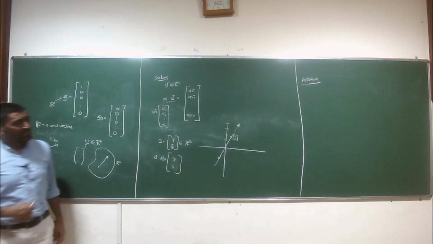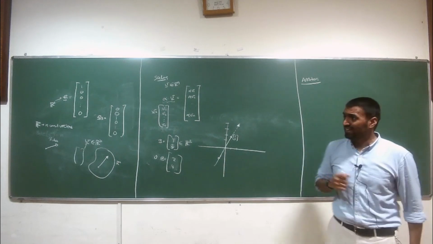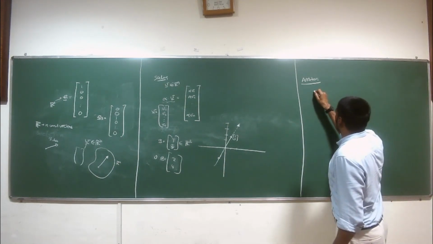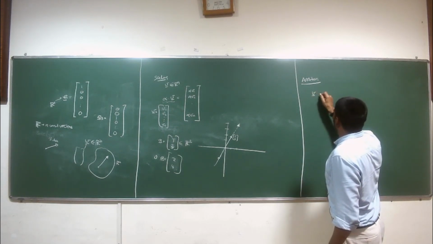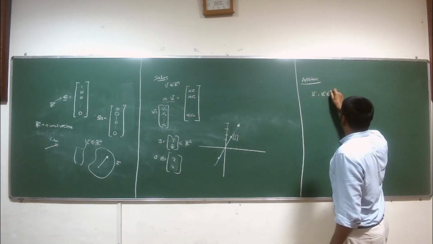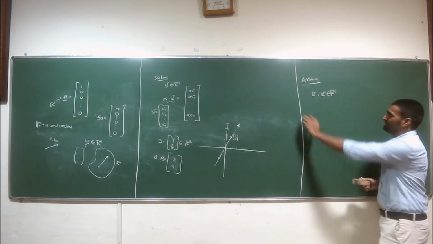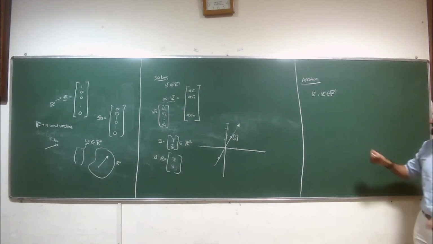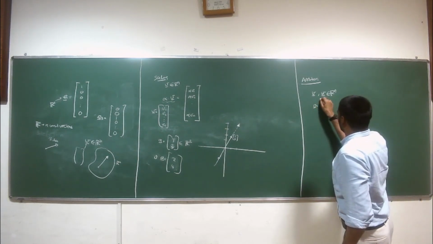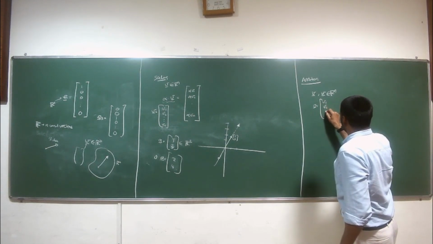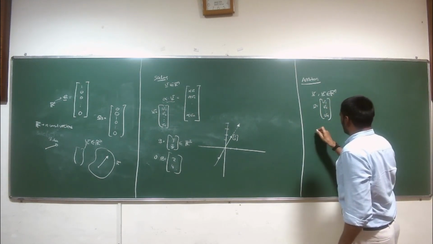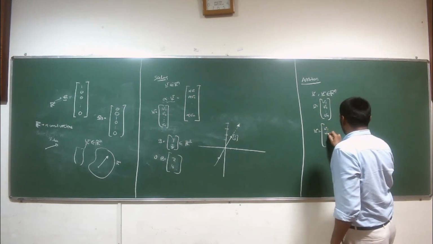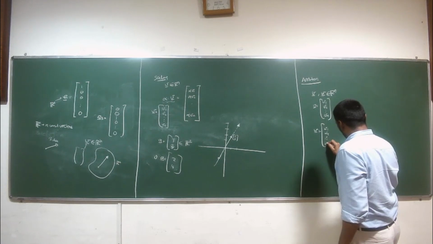There is an addition operation you can define. This involves two vectors. Let's say we have two vectors V and W from Rn, which means these are two vectors with n elements. That's what the statement means. So V would be V1, V2, Vn. W is W1, W2, Wn.